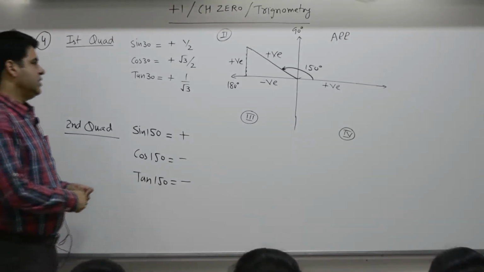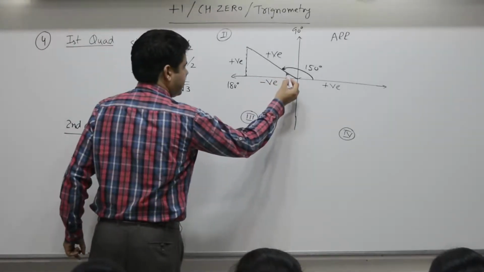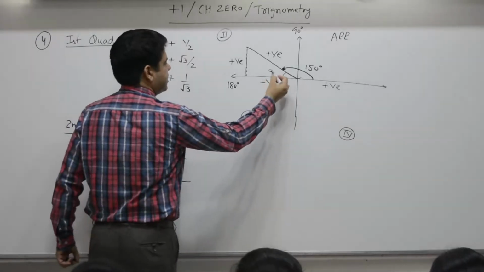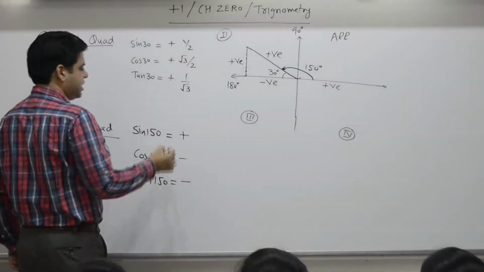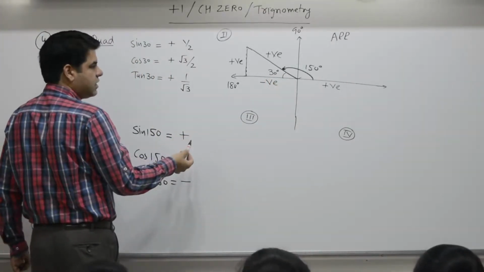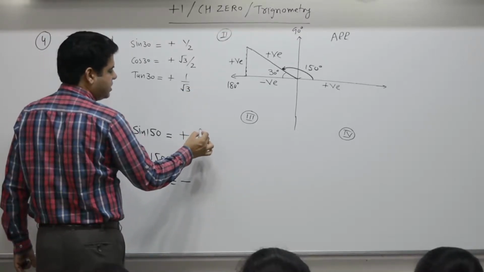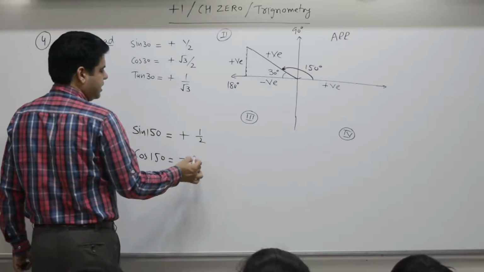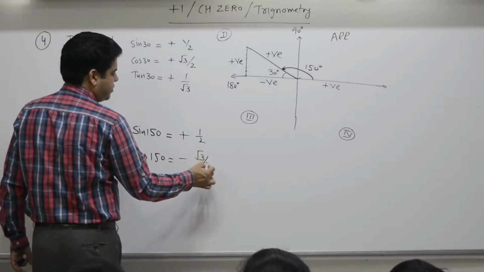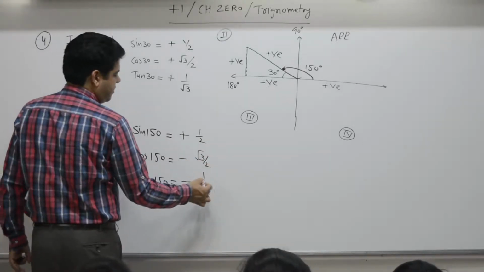How to find the value? If this is 150, find this angle. This is how much? 30 degree. So the magnitude will be the same as that of sine 30. Sine 30 is how much? 1 by 2. Cos 30 is root 3 by 2. Tangent 30 is what? 1 by root 3.